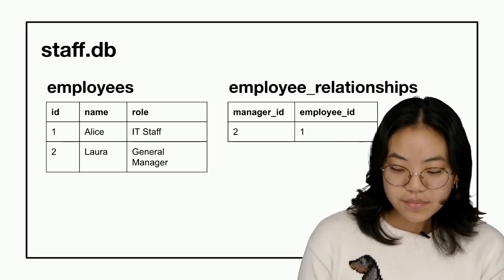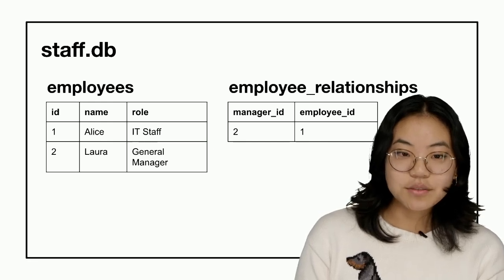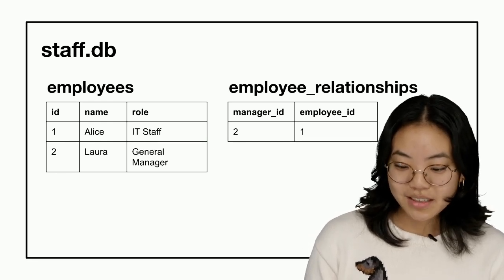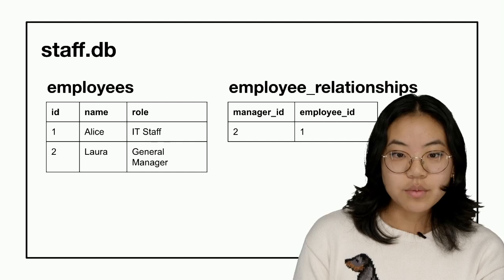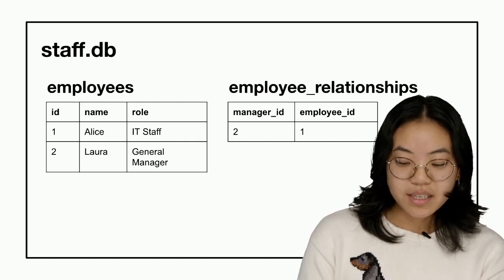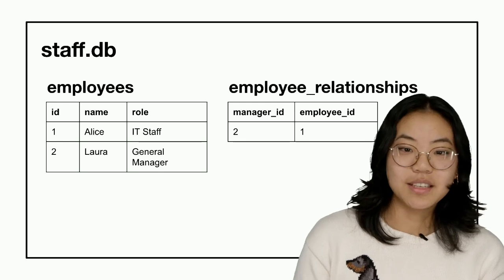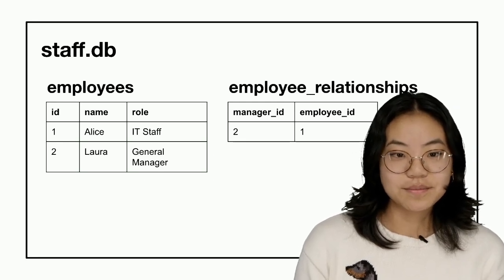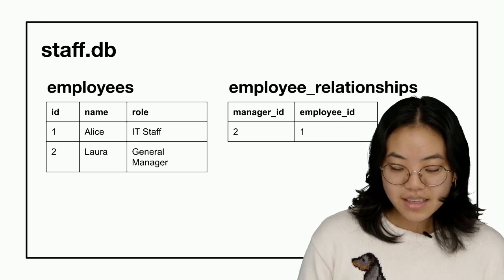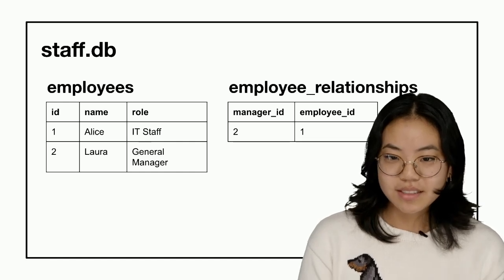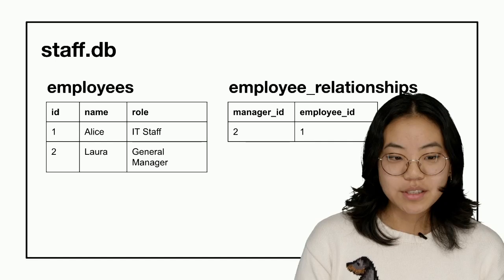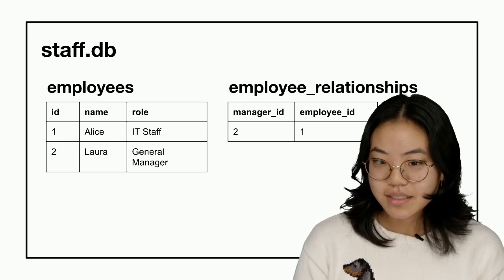So here, we can actually use that ID, which we're also calling a primary key, in manager ID and employee ID to represent which employees have this relationship with each other. Any initial questions on creating a database and these principles that we should think about when designing a database?